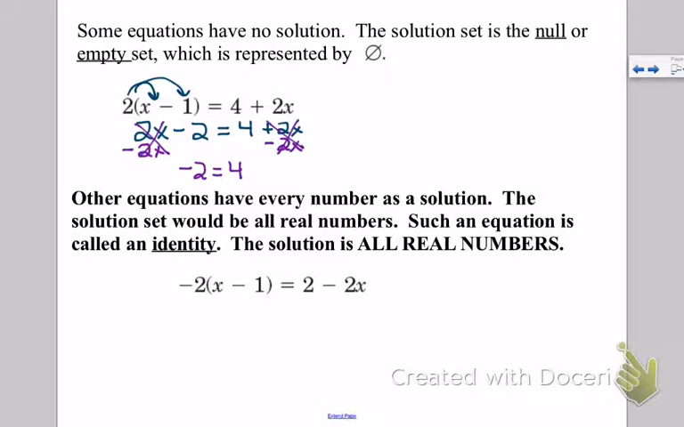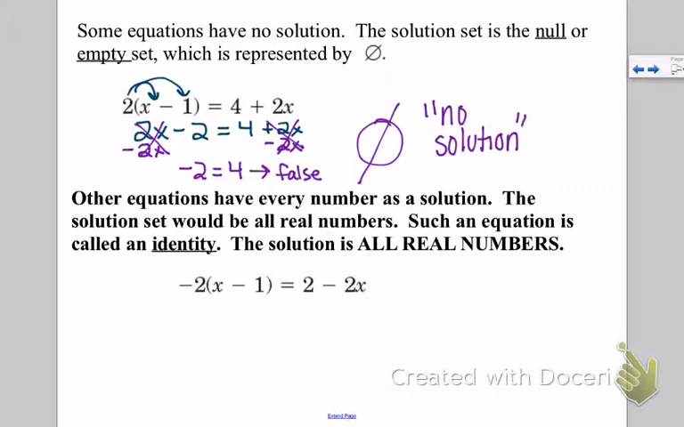Now, that statement is very much false. When you get a statement that is false, the answer is no solution. So it's like a big 0 with a line through it, and that means no solution. When you get a statement that is false, -2 is not equal to 4. Never.